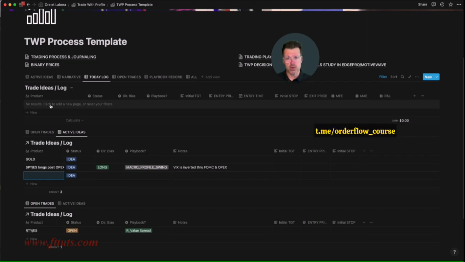So this is how you use Notion to track your trades, share with the team, get feedback, and keep working towards consistent profitability with your playbook.